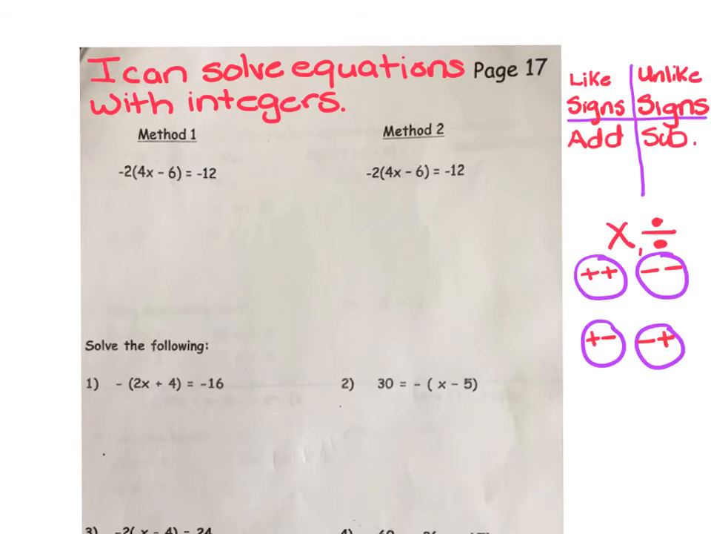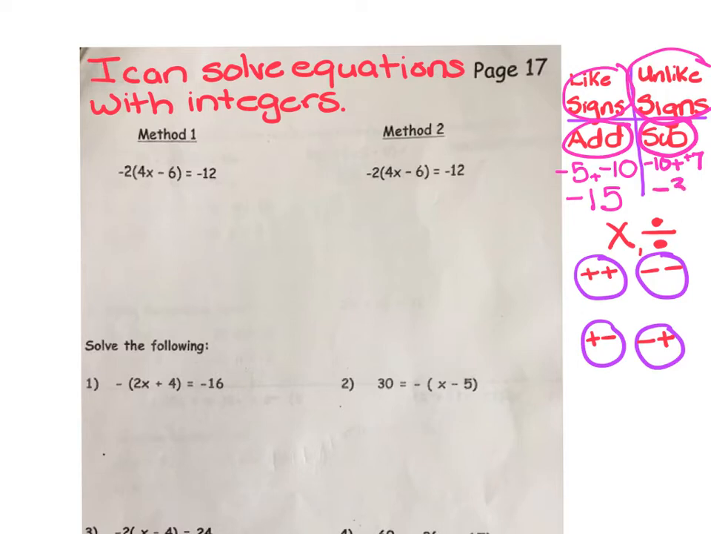Let's review the rules for combining terms and multiplying and dividing integers. When we have like signs, such as a -5 combined with a -10, we add. However, when you're asked to combine a -10 with a +7, those are unlike signs, and we actually subtract to get a result of -3.